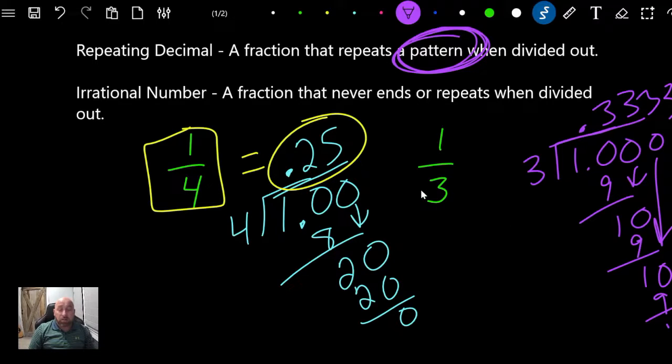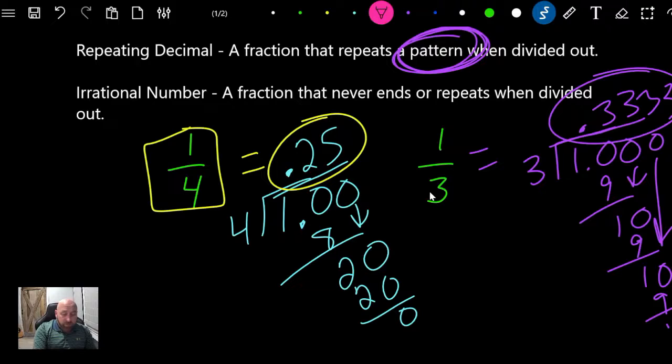...has started. It repeats a pattern when you do it. So this is called a repeating decimal, 0.33333. Now, so 1/3 is actually equal to 0.33333. Now, we don't really write it like that. We can do a couple things here.